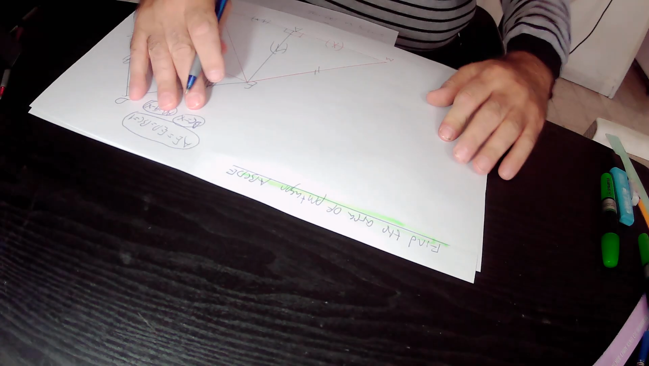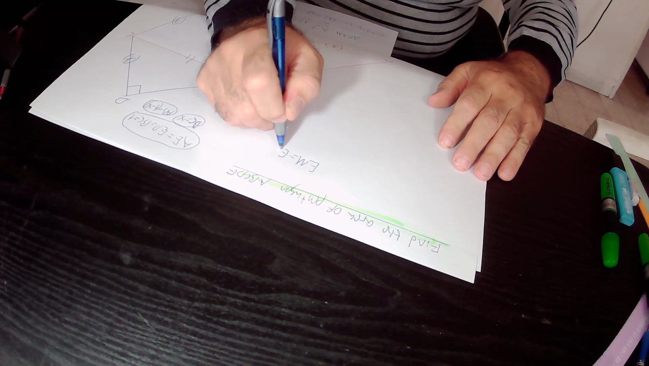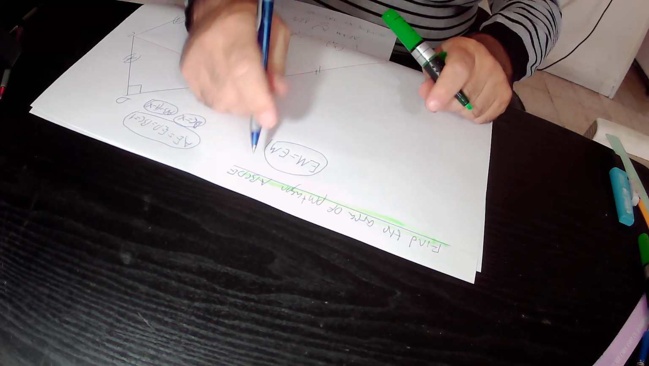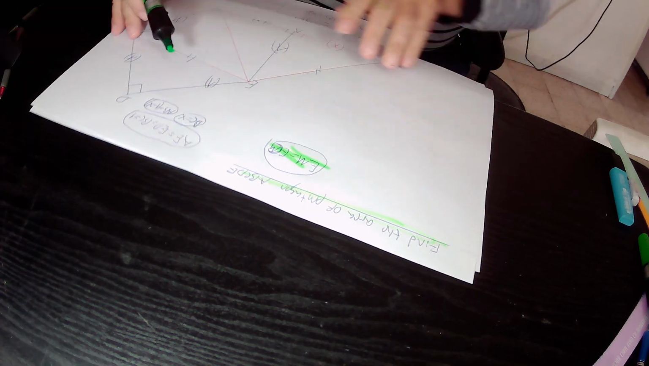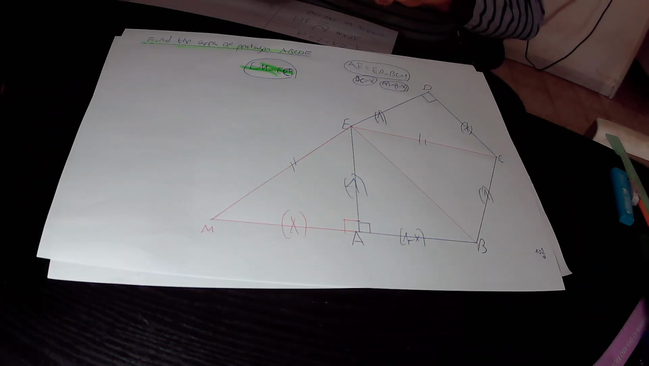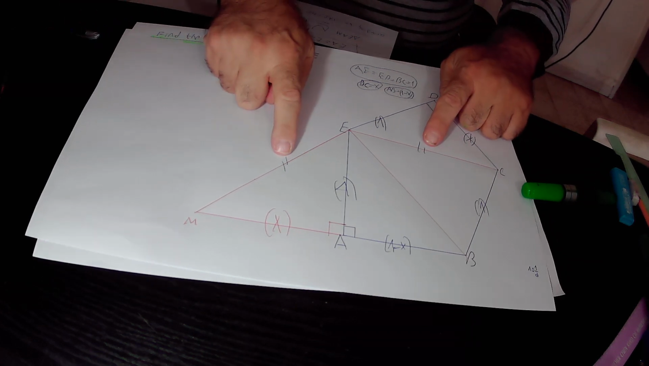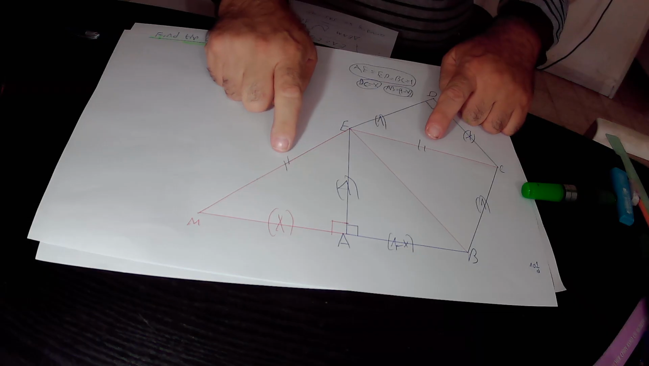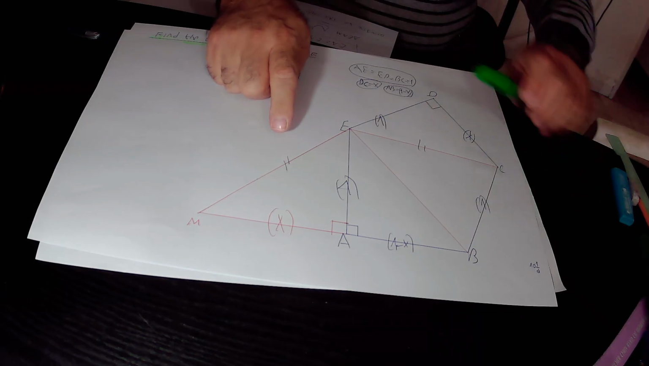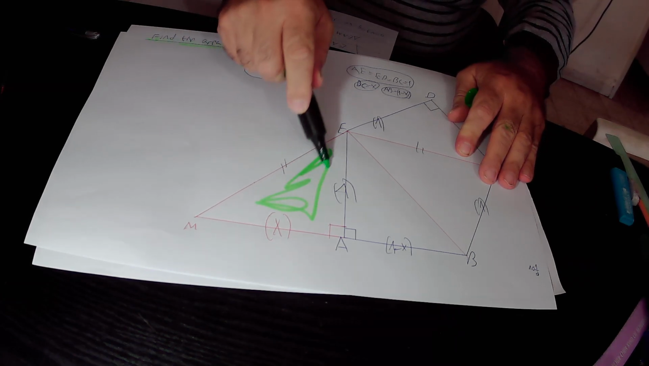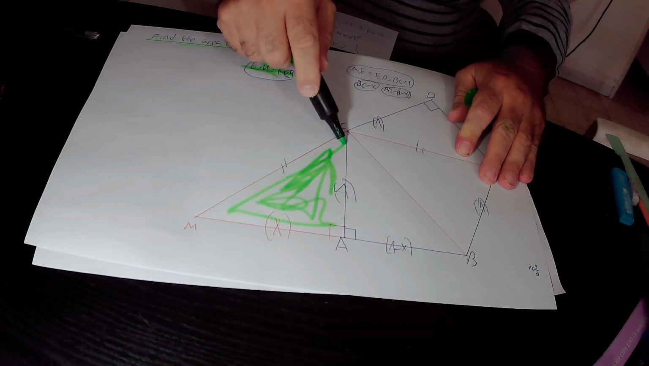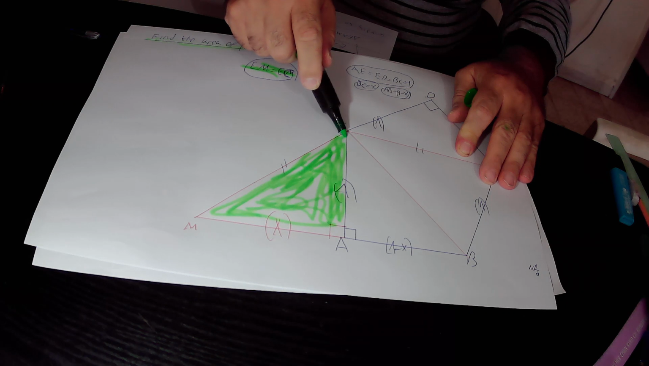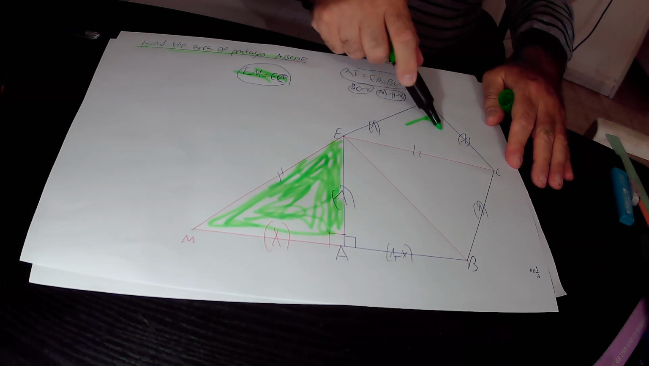So, side EM is equal to side EC. Why is side EM equal to side EC? Those two sides are equal to each other according to the rule that corresponding sides in congruent triangles are equal to each other. Those two triangles are congruent to each other, and therefore those two corresponding sides must also be equal to each other in their lengths. So this is the right green triangle EAM, and this is the right green triangle EDC.